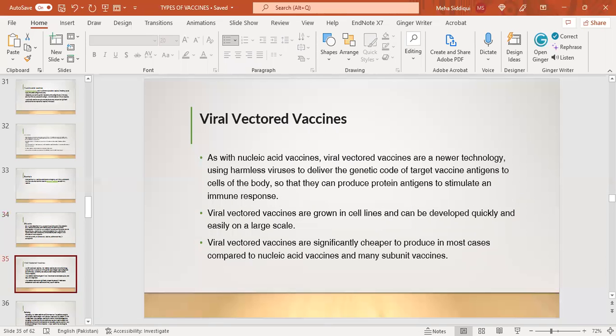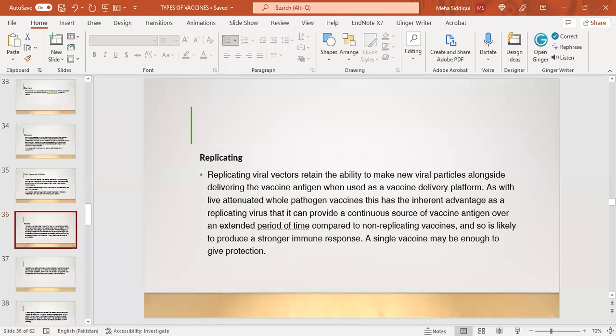Now, viral vectored vaccines. As with nucleic acid vaccines, this is a new technology using harmless viruses to deliver the genetic code of target vaccine antigens to cells of the body so they can produce protein antigens to stimulate an immune response. They are grown in cell lines and can be delivered quickly and easily on a large scale. Viral vector vaccines are significantly cheaper to produce in most cases compared to nucleic acid vaccines and many subunit vaccines. There are two types, replicating and non-replicating.